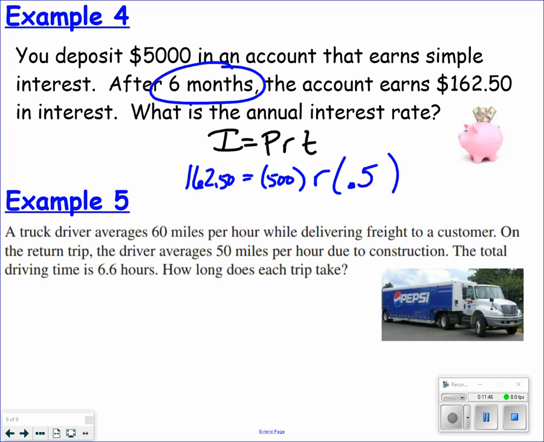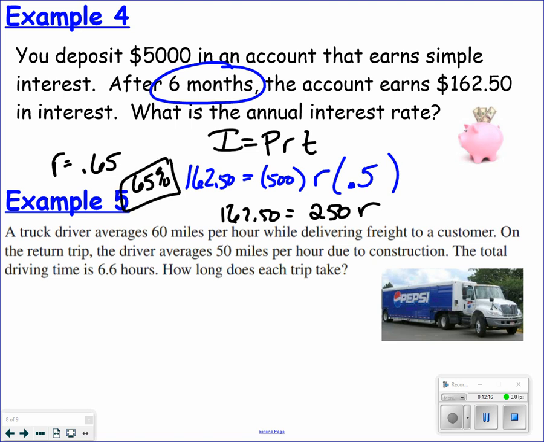So now, calculator time. I want to solve this thing for R. So I've got $162.50. 500 times R times 0.5 would be 250R. And now I want to divide. So I want to take 162.50 and divide it by 250. And so R would equal 0.65. Okay, so that is 65% as a rate.